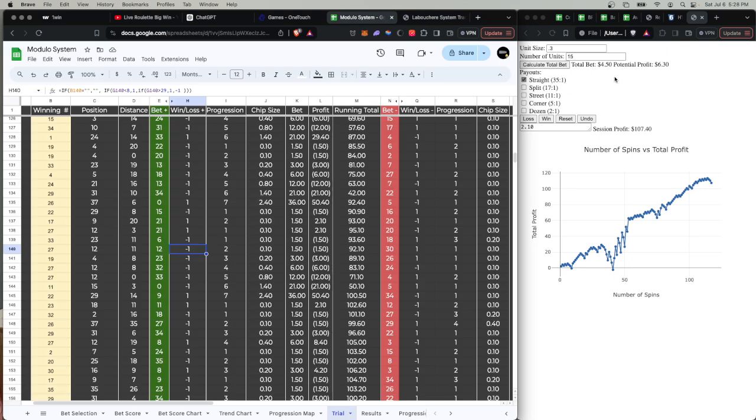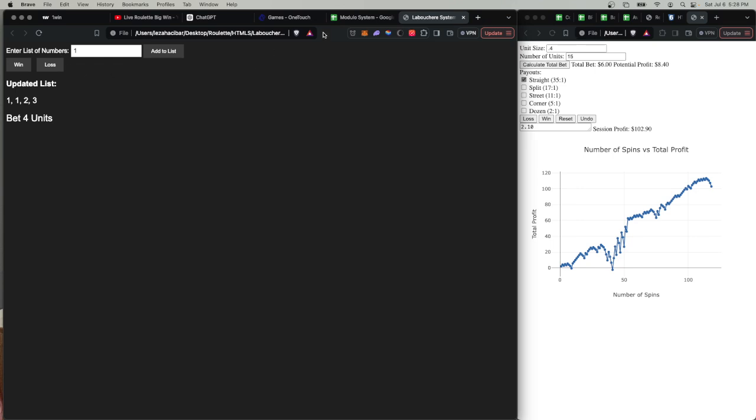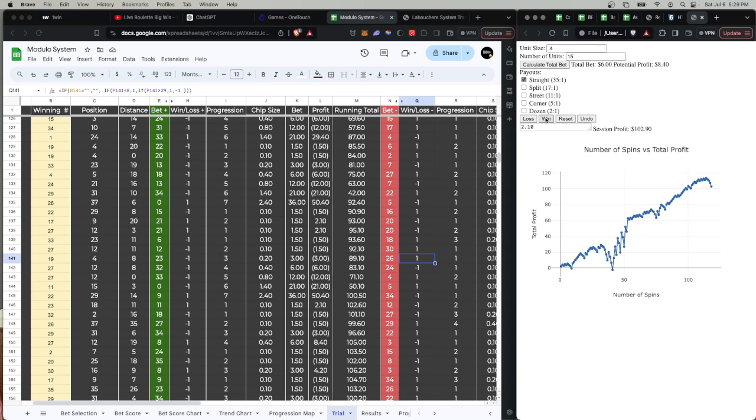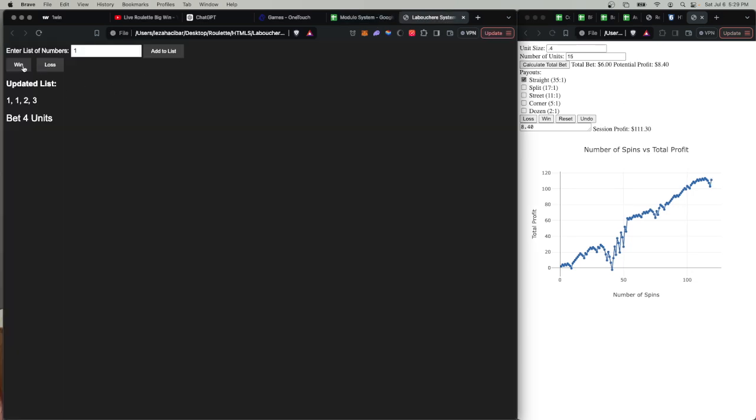And we lose again. So since we calculate this already, we can press loss. It brings us to 4, and then we change our trend. Now that we changed our trend, we can go here and we can see that we get a win. So we won this. Now we've got to bet 3 units.